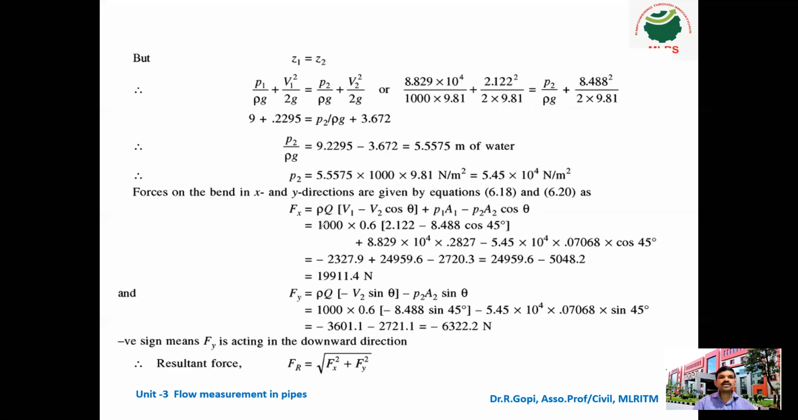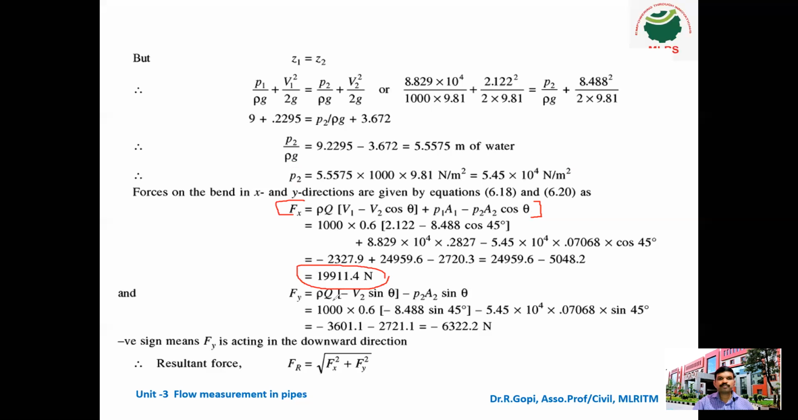So now applying the equations we already found in the derivation. So first apply the equations. This is the fourth step. Forces on the bend in x and y direction are given by equation numbers 6.18 and 6.2. We already know, so Fx. Previously we calculated this equation. Okay, so Fx is equal to rho Q (V1 minus V2 cos theta) plus (P1 A1 minus P2 A2 cos theta). So from this we can calculate the Fx value in Newton.